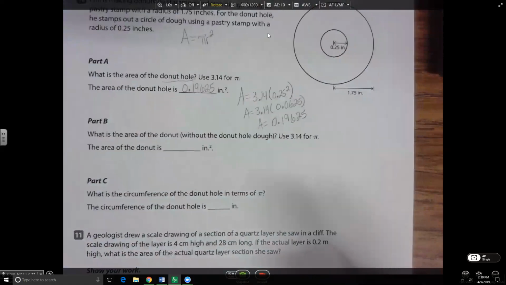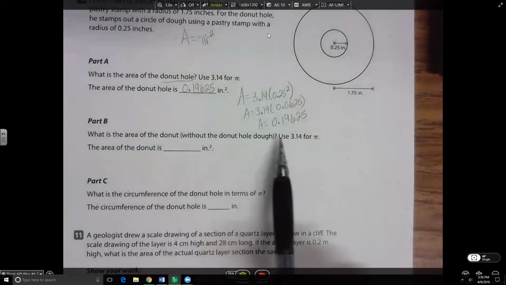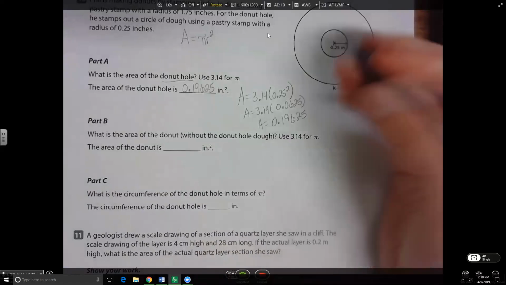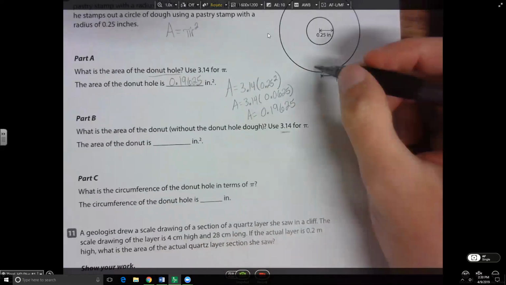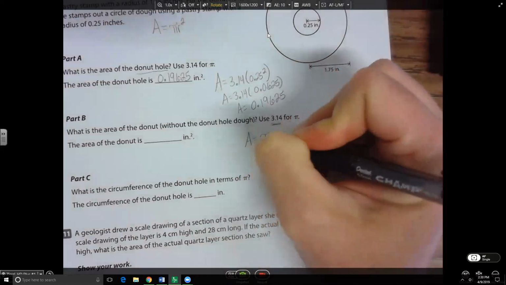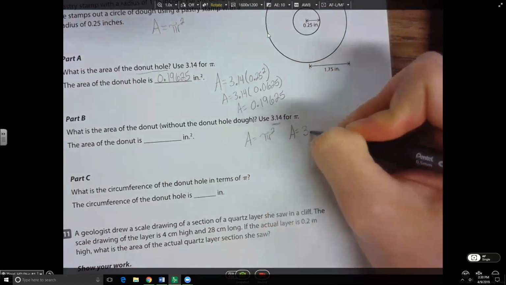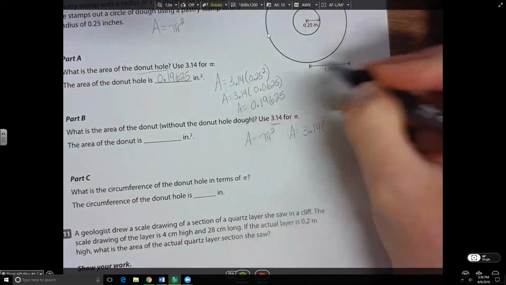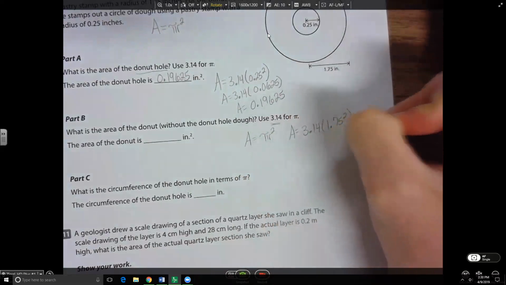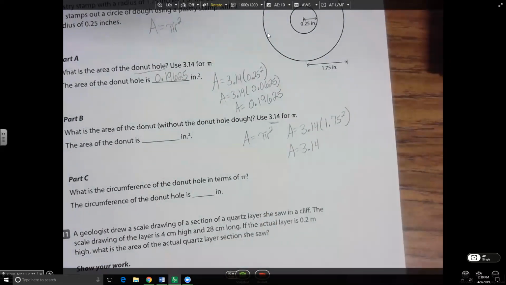Okay, if I look for part B, it says, what is the area of the donut without the donut hole dough? Then again, it says use 3.14 for pi. So I'm going to find the area of my large circle first. So I'm going to use the same formula, pi r squared. So that's 3.14 times my radius of my big circle, which is 1/7500. And I'm going to square that number. So I'm going to do 1.75 squared.